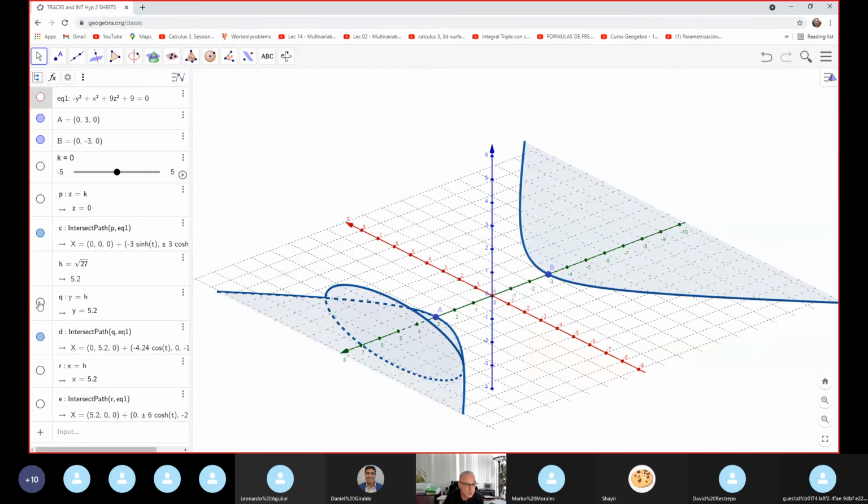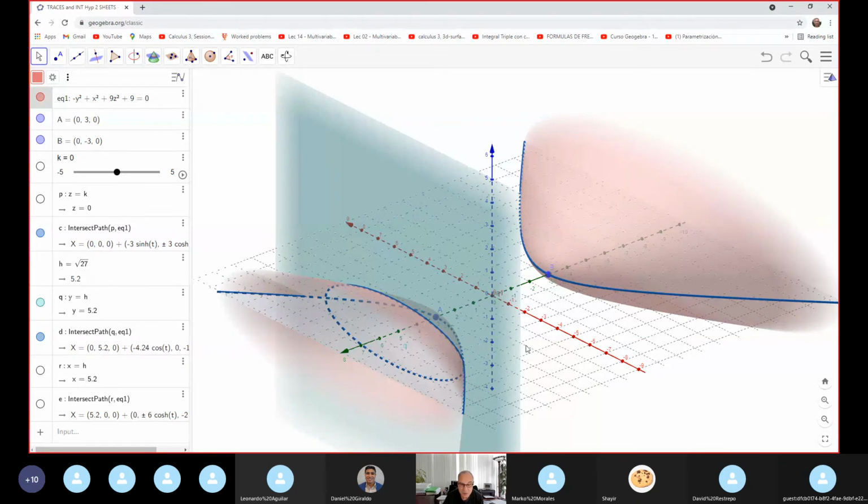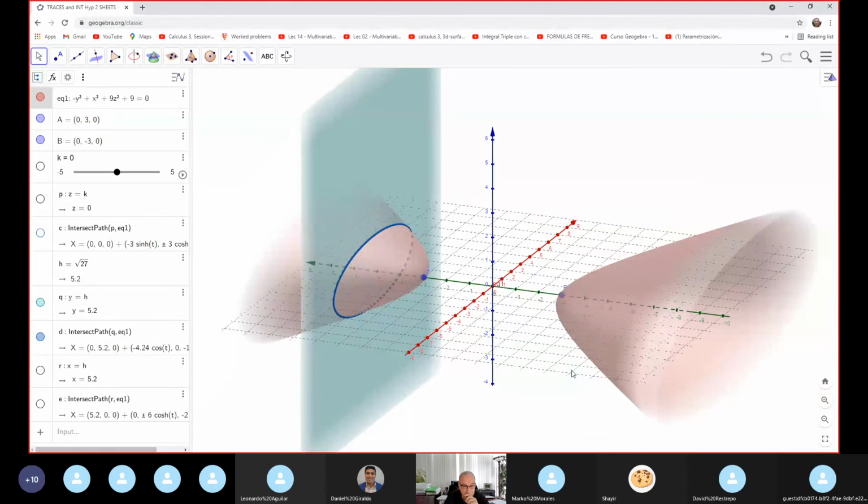I create one plane. Okay, this is my surface. But I don't want to complicate your life. Let me delete the hyperbola. Okay, I make a trace. Okay, look. In GeoGebra, for example, if you define one plane, this plane is y equals something, and you put h here. H is a slider, I suppose, no? Or h is a value. I declare h like radical 27.